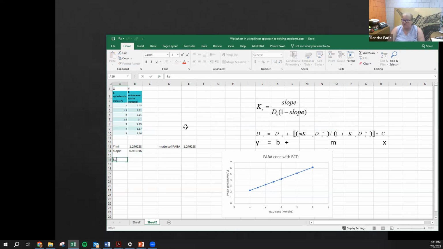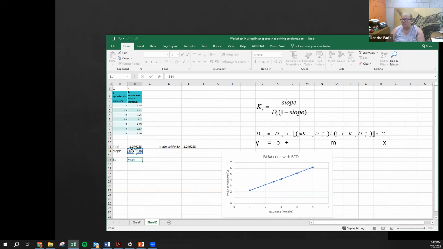So we want to know the Ka because it tells us our affinity, and we need that to be able to compare compounds. So if you know how to write equations in Excel, go right ahead. But Ka is going to be equal to, so we put an equal sign, and it's going to be slope divided by, okay, so we'll start with slope. So what's nice about Excel is I can just put this cell into the equation.